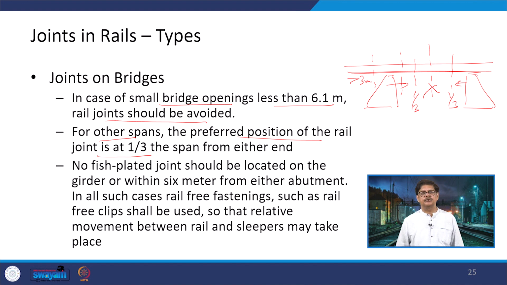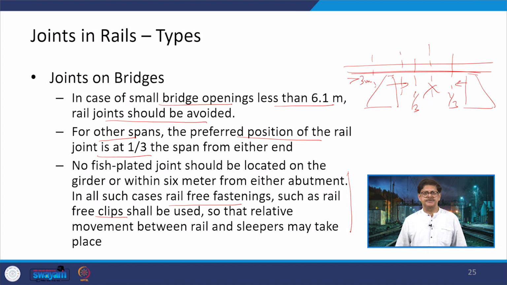No fish plated joint should be located on the girder or within 6 meters from either abutment. In all such cases, rail free fastenings such as rail free clips shall be used so that the relative movement between the rail and the sleepers may take place. So, this is a simpler thing, we have already talked about it.